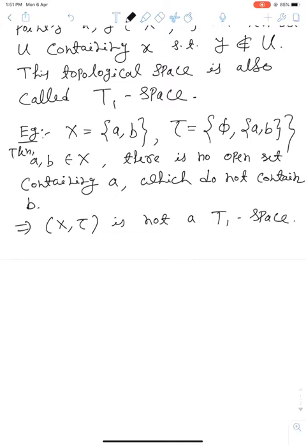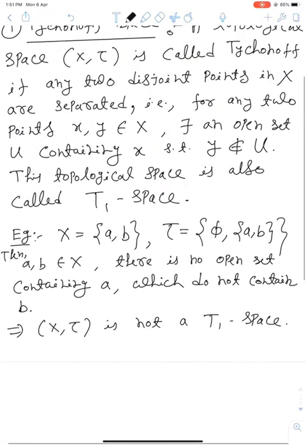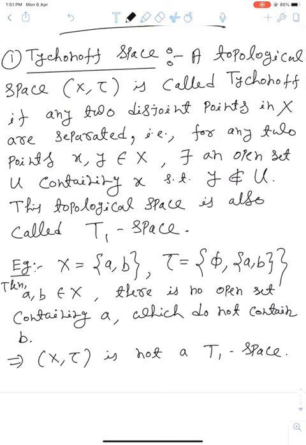So what is an example of a T1 space? Almost all topological spaces other than this one are T1 spaces. For example, if you take the discrete topology, this is a T1 space. If you take any metrizable topological space or metric space, that is also T1. We will see these examples later. Now we move to the next topological space, that is T2.